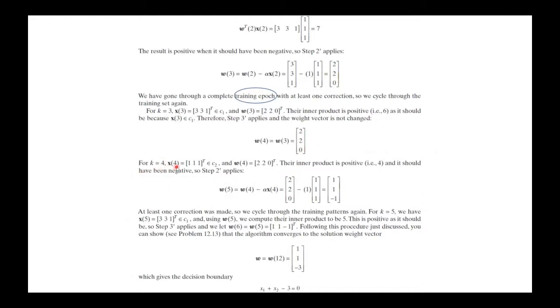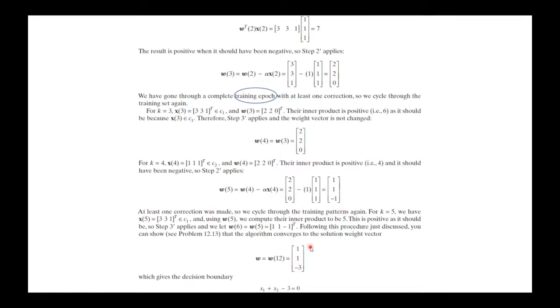And then I use the second example that should be in the class C2. So the result of the inner product should be negative. But calculating the product gives a positive value. So it didn't converge yet. So what I'm going to do is apply the correction again, and get a new set of weights. That's the end of the second epoch.